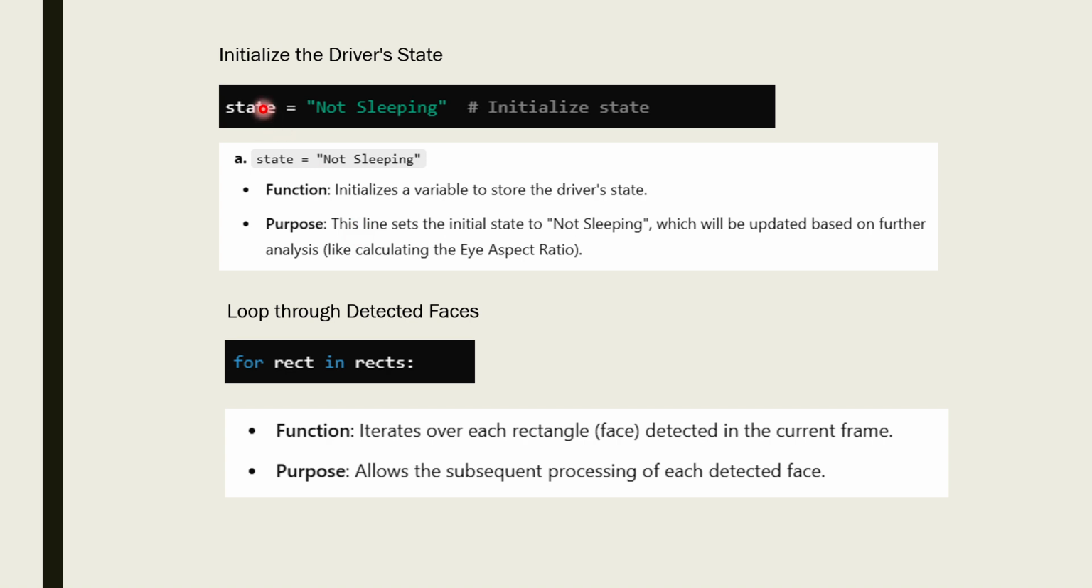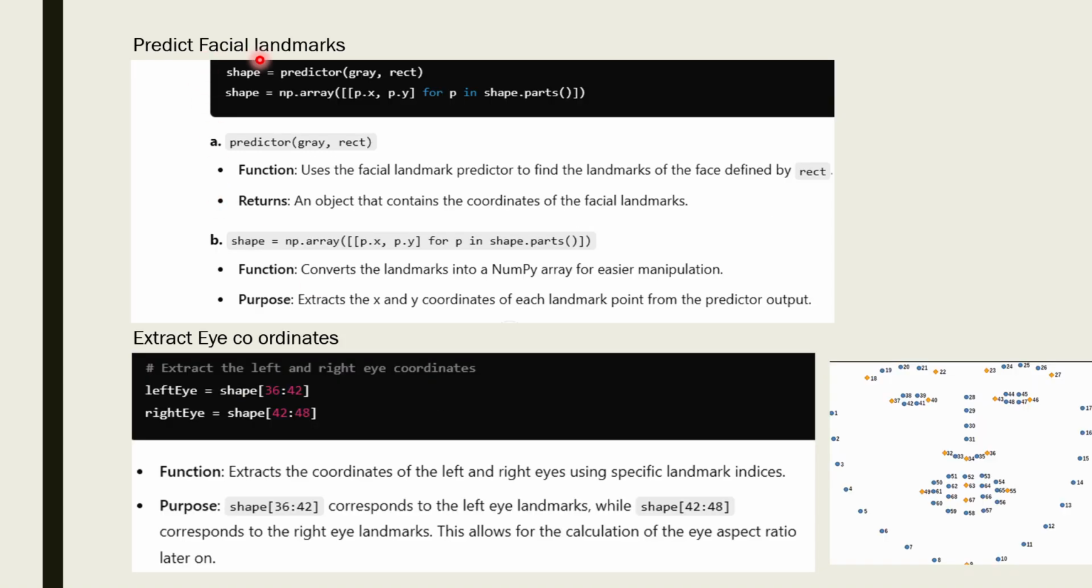So now we are initializing a non-sleeping state. Now we will loop through the detected faces. So this function loops through the detected faces. Now predict the facial landmarks. So we predict the facial landmarks using this function, and you can go in depth on this one by reading these values and details. Now what this function is doing, like numpy.array, it extracts the xy coordinates of each landmark. So in the live video or a live frame, it converts each landmark to its corresponding pixel.